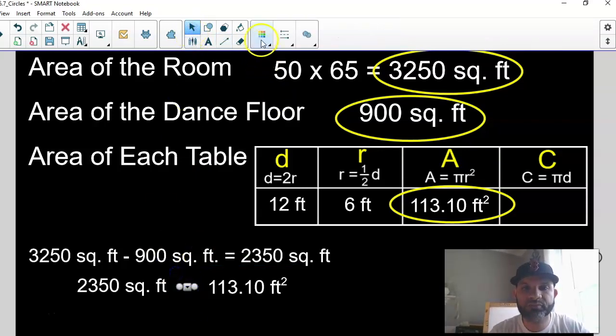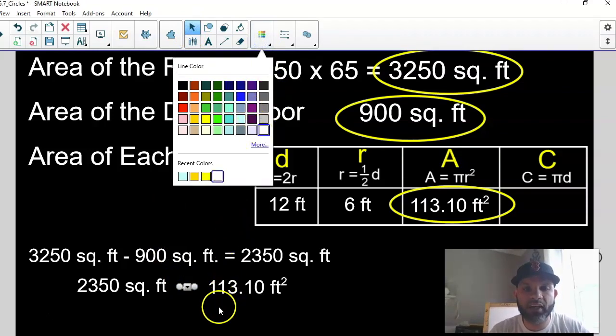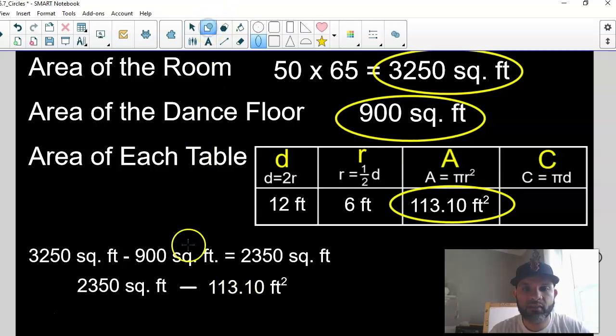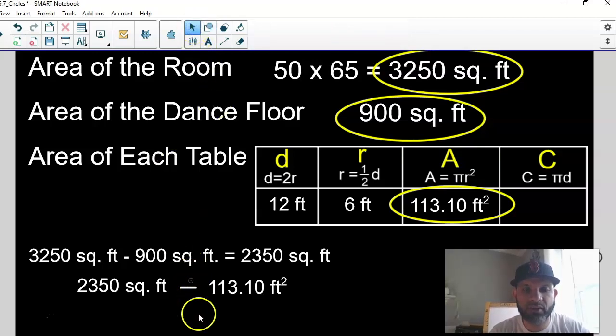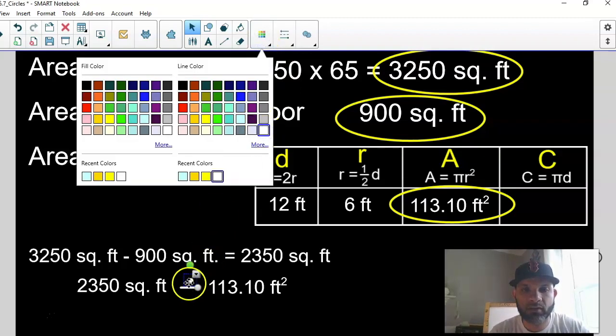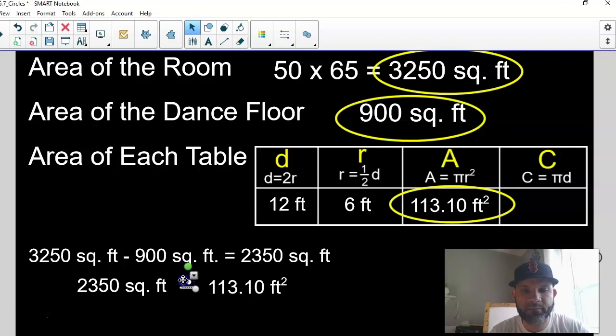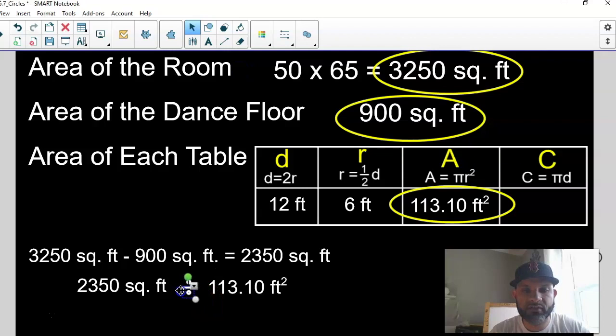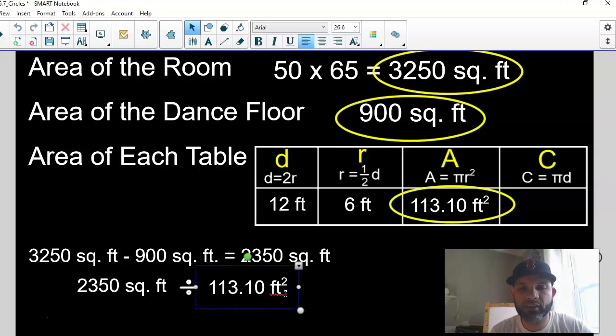Not subtraction, okay? Because if you just take away that space, there's a whole lot more room there that will still fit another 113.10. All right, what we're talking about, something I'm trying to draw, you probably know it now. Yeah, we're talking about division, okay? We've got to figure out how many tables can fit into that space.